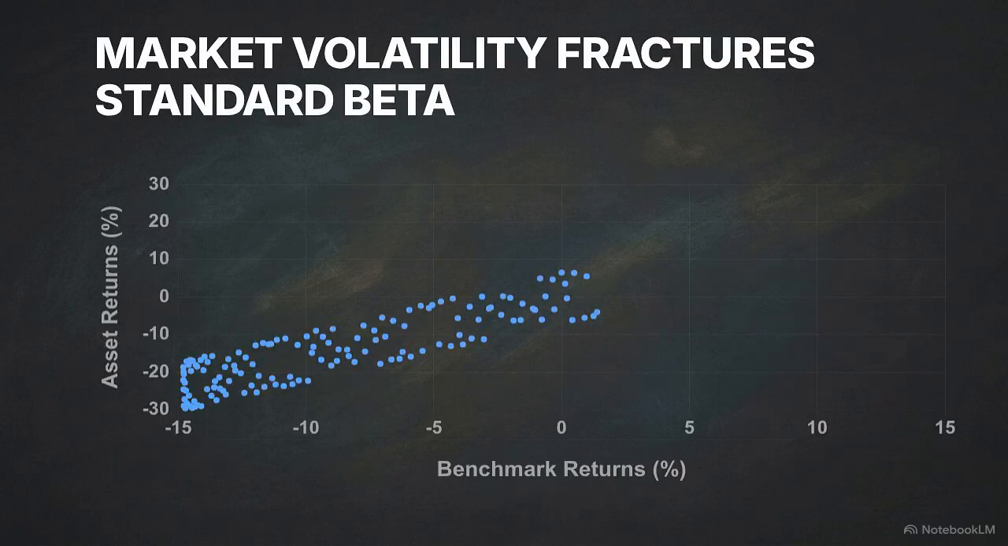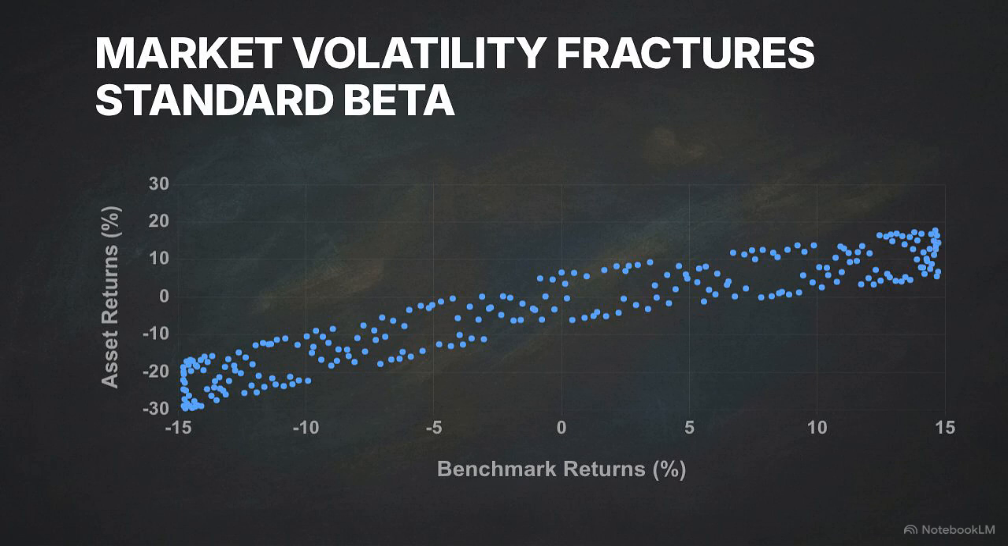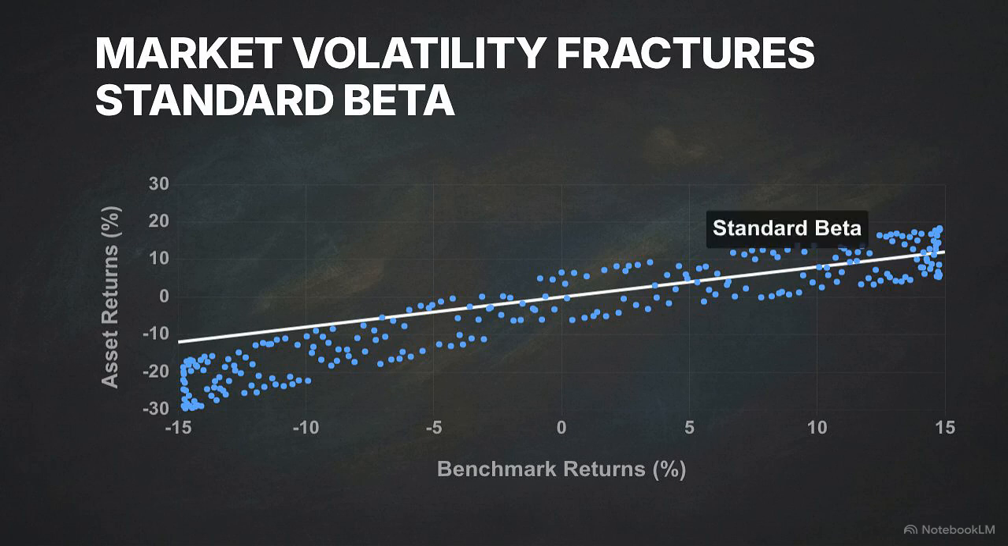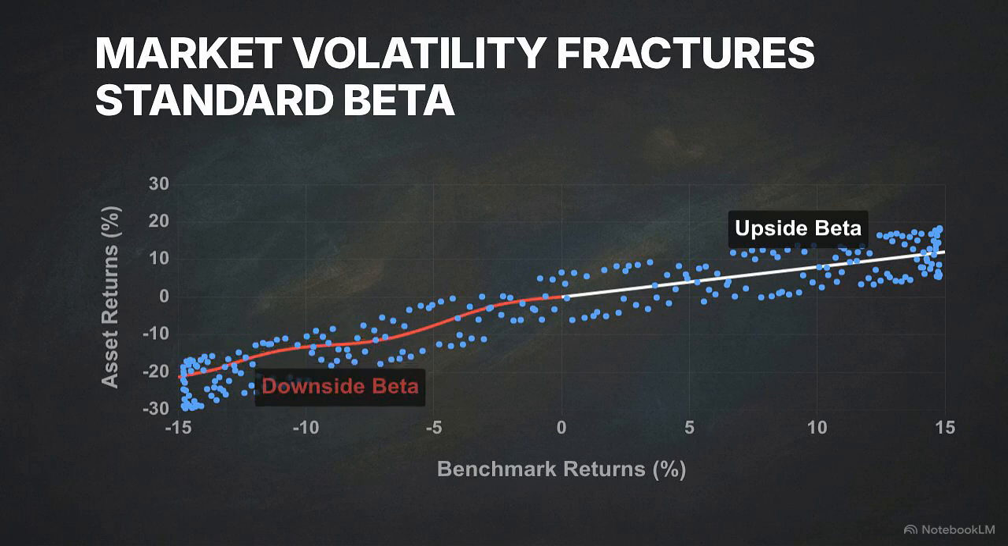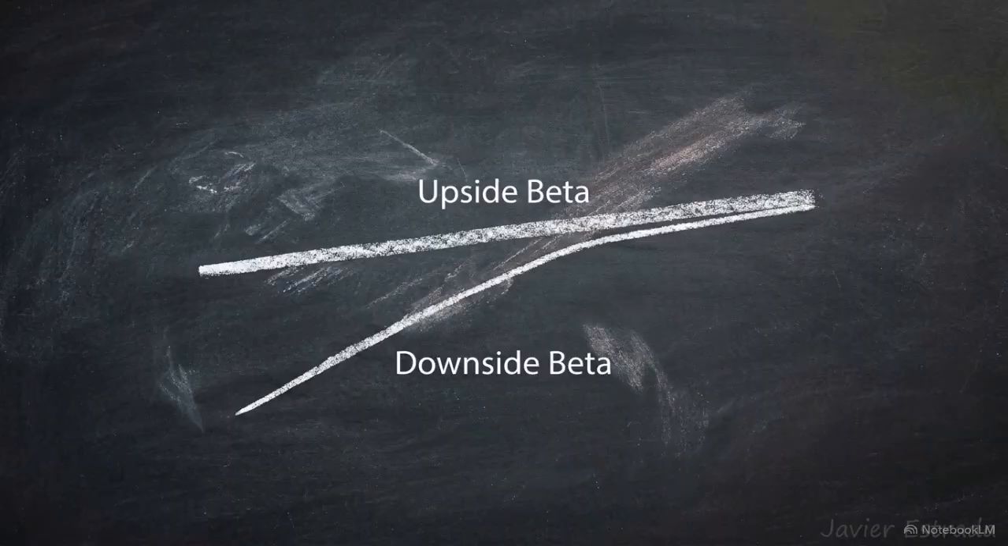This scatter plot shows a standard ordinary least squares regression, plotting an asset's returns against a benchmark's returns. CAPM draws a single, solid trend line through all of this data to give us our standard beta. But when market volatility introduces extreme negative returns, that single line often fractures at the origin, splitting into two completely distinct trajectories.